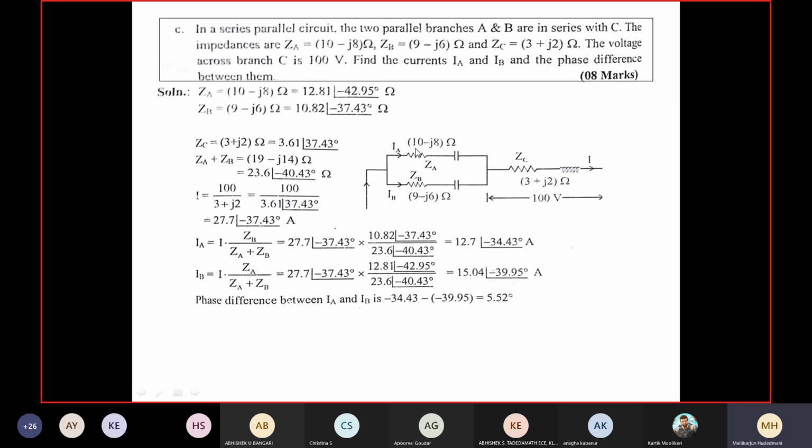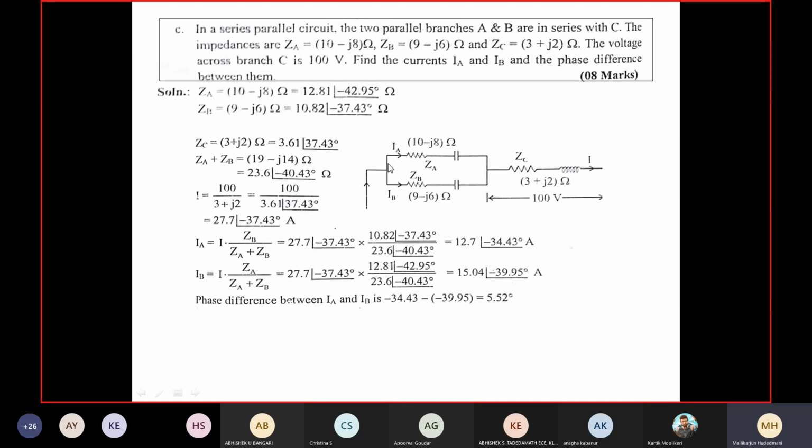So what is given according to this? If I draw the ZA, ZB combination, it is in series with ZC. The voltage across ZC, the third branch, is 100. Only the voltage across ZC is 100. It is not the total voltage, only the voltage across ZC. And what is asked of me? IA, IB. Suppose ZA carries IA, ZB carries IB, and ZC carries IC, which I can also call the total current, because it's the same.